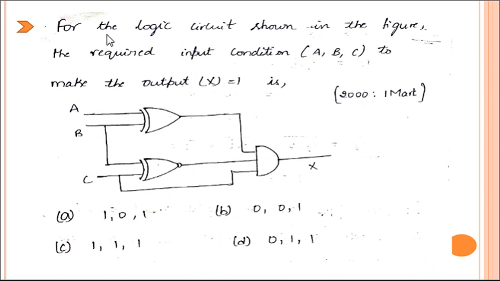Now next, to see the problem: for the logic circuit shown in the figure, the required input condition ABC to make the output X equal to 1 is. So this is the circuit that is given. For this kind of problem, since the final output value is given, we have to find out the combination of ABC values from the backward direction.